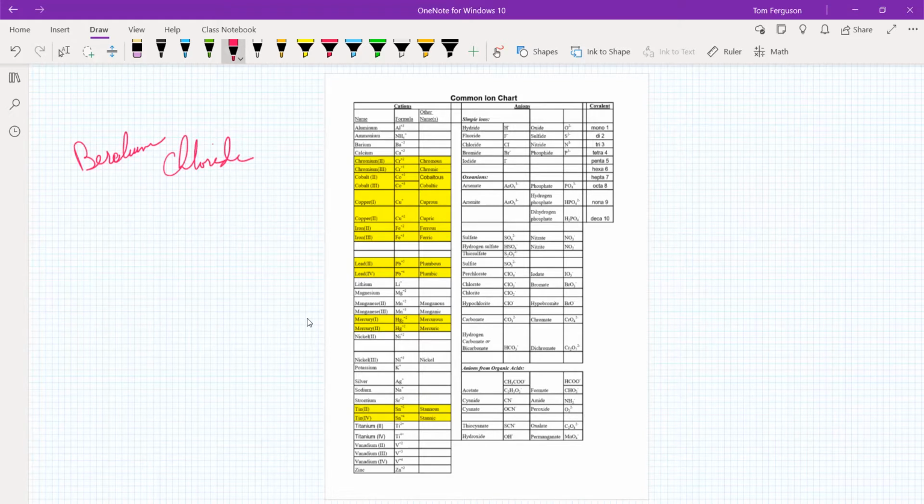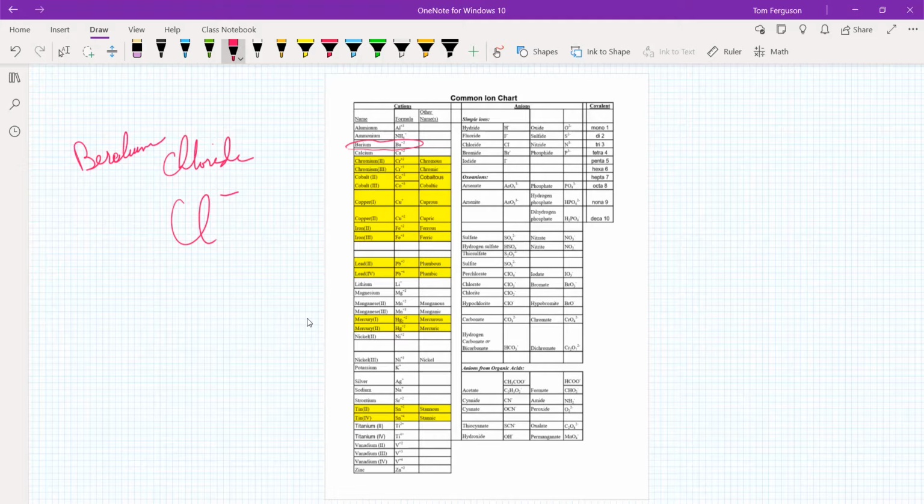Okay, so first thing is chloride we know is a -1. And beryllium, let's look over here. There's barium, but no beryllium. +2. Okay, so how do you know it's +2? It's in group 2. Yeah, exactly. So if it's in group 2, or the group where everything is +2, it's +2.